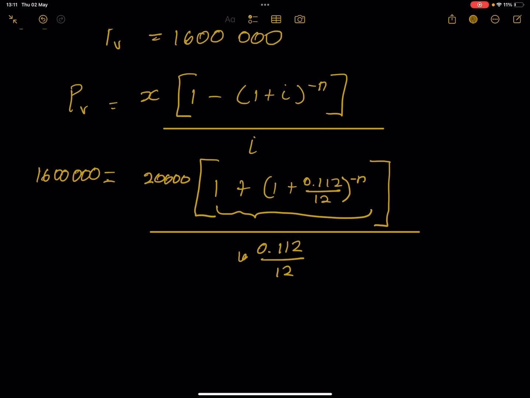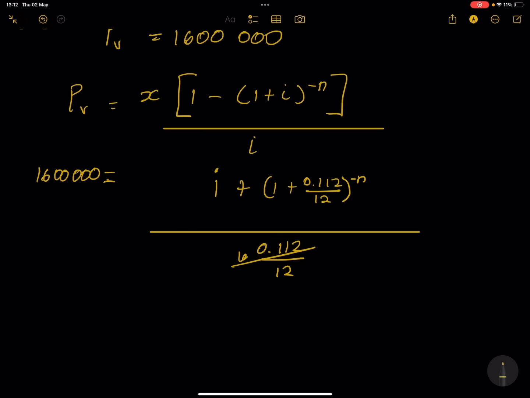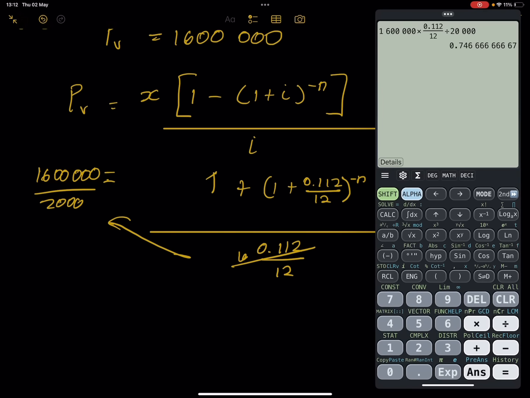But I've now cancelled this: I've divided by the 20,000 and multiplied by that value. Do you see we've got that 1 there? So we've got this 1 over here. If I take it to the other side, it becomes minus 1. So I take that entire value minus 1, and I get negative 0.53.